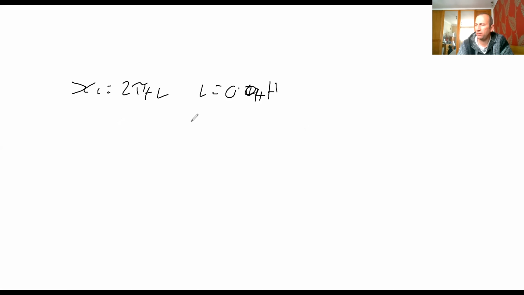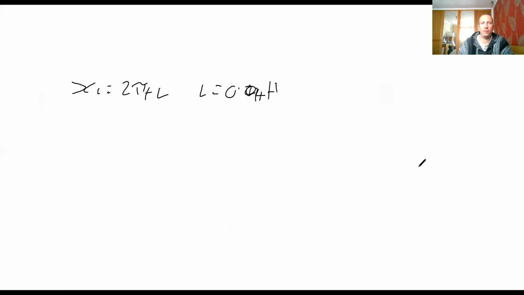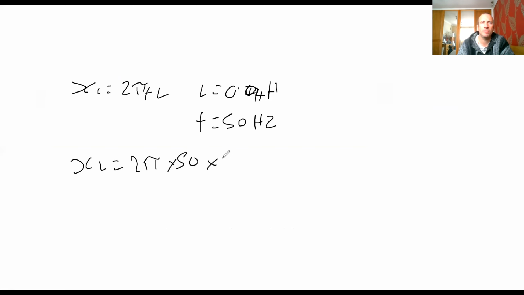What was the frequency? I forgot what the frequency was. Right, let's go find out what the frequency was. It was 50 hertz. So back to our whiteboard. So we've got frequency. So F is equal to 50 hertz. So our first step, XL is equal to 2 pi times 50 times 0.04. Let's find out what that is.